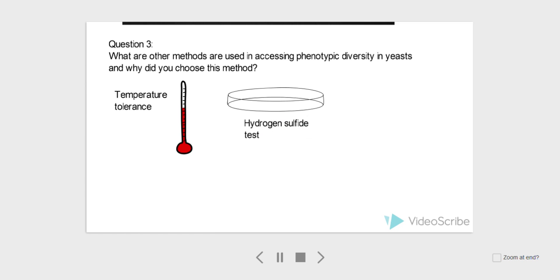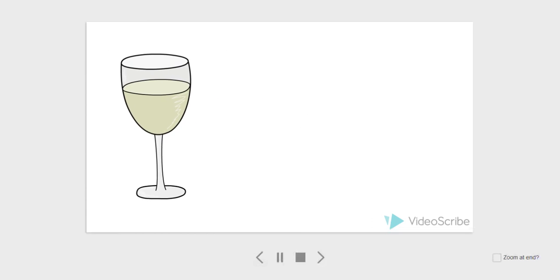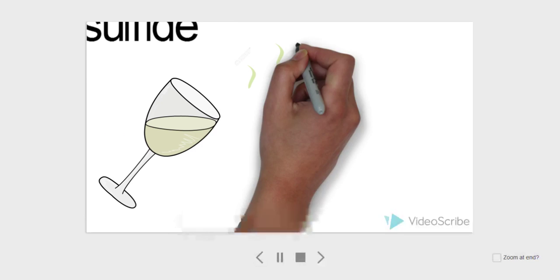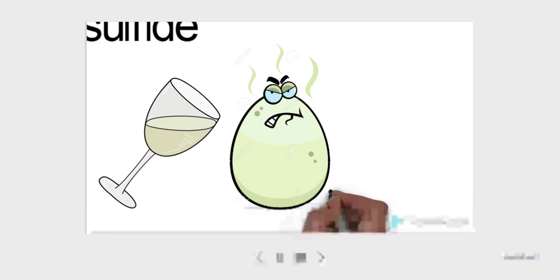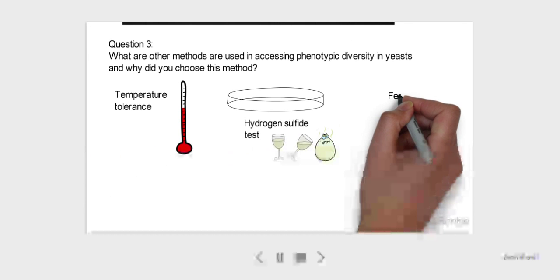A hydrogen sulfide test would have been another method because one of the characteristics of good wine yeast is little contribution to wine faults during production, which often lead to wine spoilage. And one of the most commonly encountered wine faults is production of hydrogen sulfide, which causes a rotten egg smell found in some spoiled wines. So for a method like this, you would make plates containing sulfite, spot serial dilutions of your culture, then if they produce hydrogen sulfide, the colonies change color from white to brown. And that would be a hydrogen sulfide test.